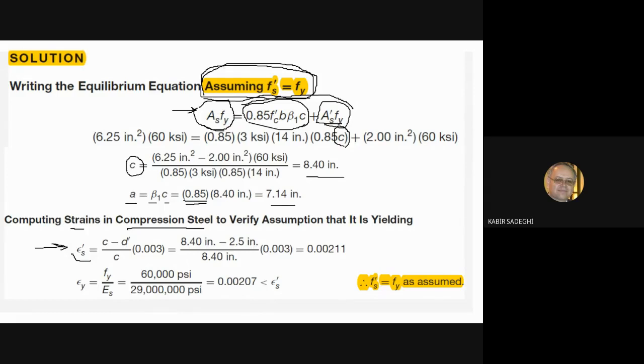Okay, we apply the formula that we found from the similarity of the angles in a strain profile, and we apply the values that we found, C and D prime. We find that epsilon prime S is 2.11 per thousand. We calculate epsilon Y from Hooke's law.